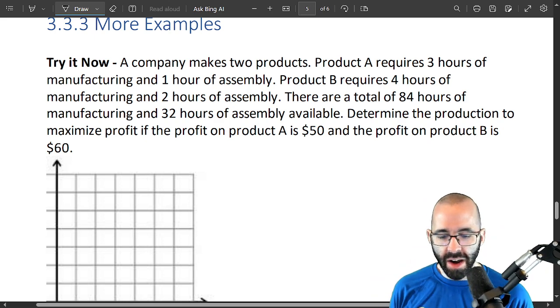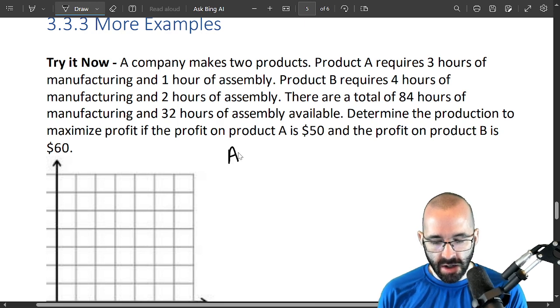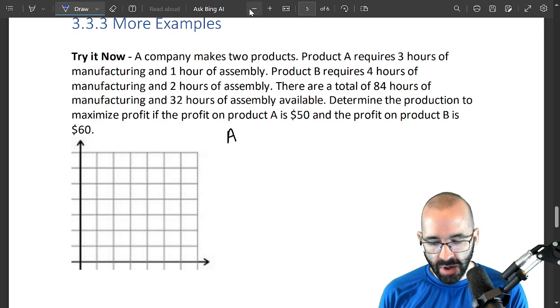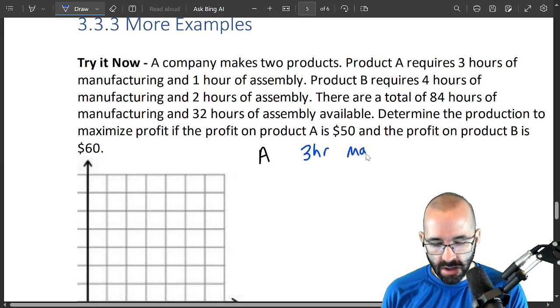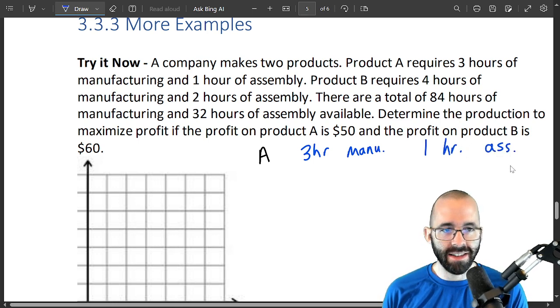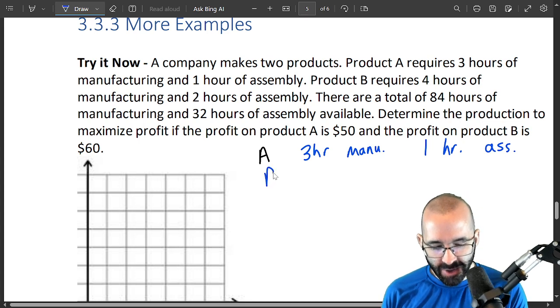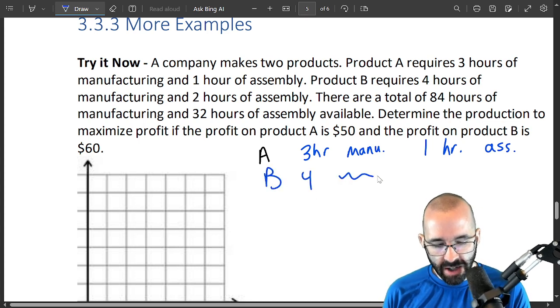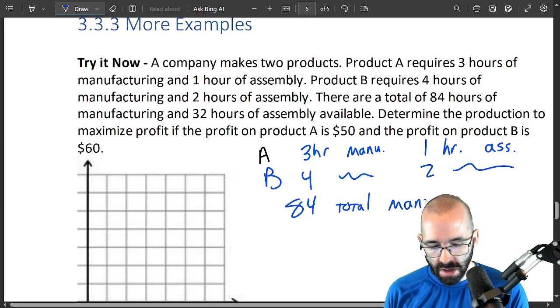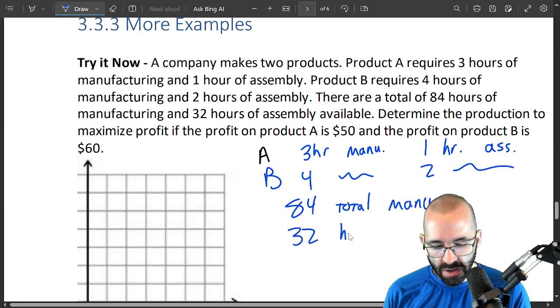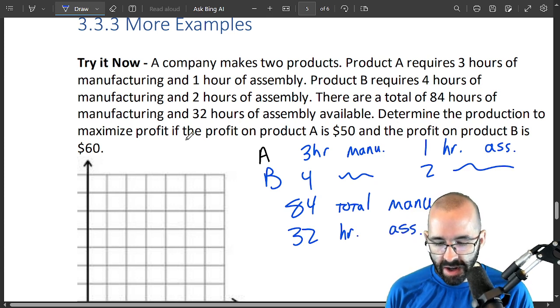All right. A company makes two products. Product A requires 3 hours of manufacturing and 1 hour of assembly. Product B requires 4 hours of manufacturing and 2 hours of assembly. There are a total of 84 hours for manufacturing and 32 hours total for assembly.